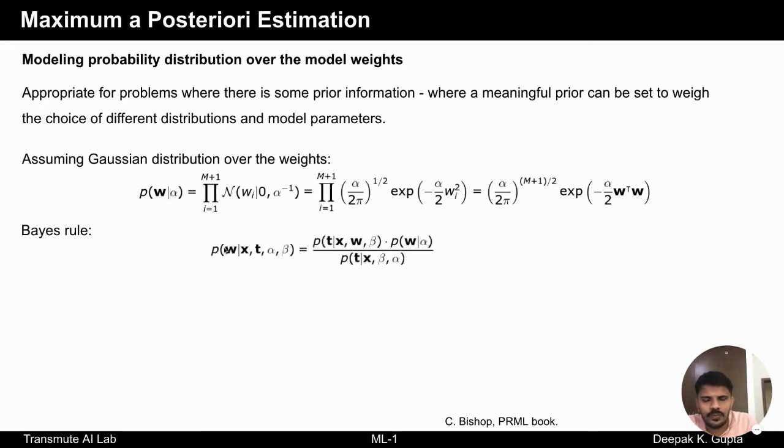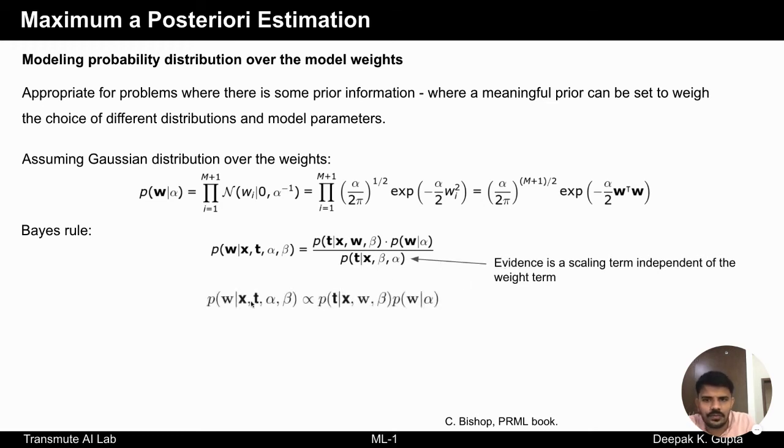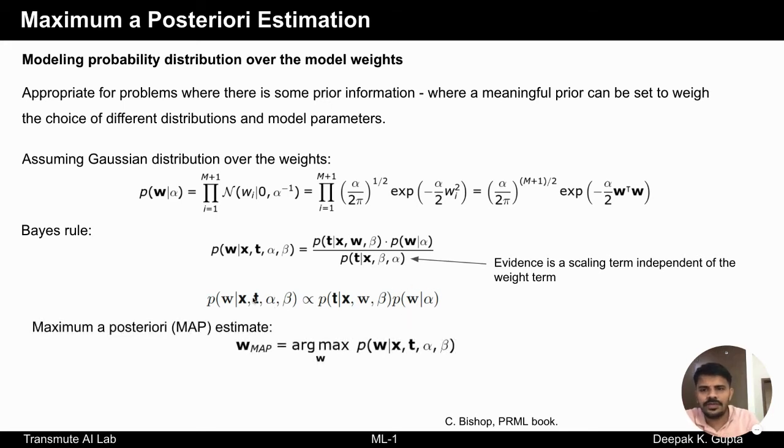As per the Bayes rule, we can write the posterior over the weights given the data and these parameters. It can be expressed as the likelihood function multiplied with the prior, and then we have this normalizing term below. This is just the evidence scaling term, and it is independent of the weights. So we can express the posterior as directly proportional to the likelihood function and then the prior. In maximum a posteriori estimation, we want to maximize this left-hand side term. So we want to identify the values of the weights for which this term is maximized, and that would be equivalent to writing it like this.